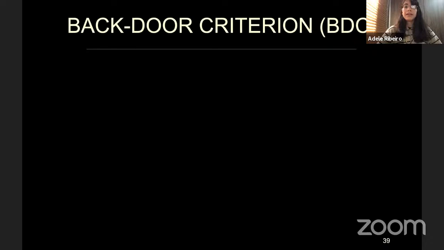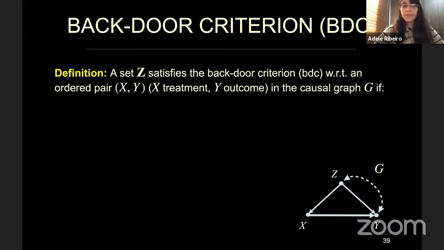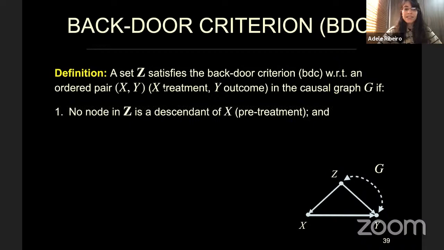So we have this definition here. A set Z satisfies the backdoor criterion, or BDC, with respect to an ordered pair X, Y, where X is the treatment and Y is the outcome. So we have X, and we want to see the effect of X on Y. But there is the set Z here. Let's see what the requirements are. First, no variable in Z is a descendant of X. So Z is pretreatment, or it's a set of covariates that come before X. This is the first requirement.